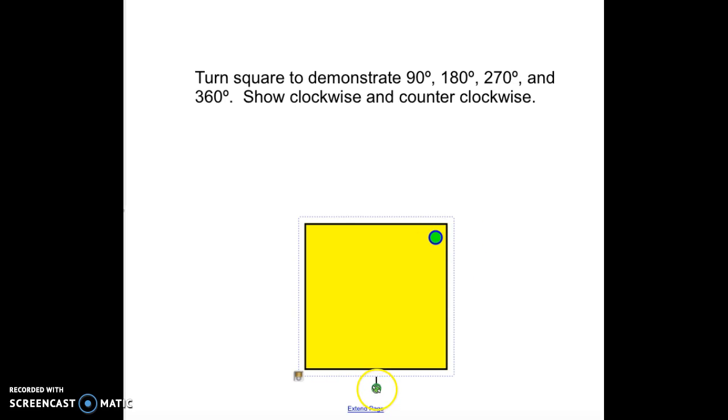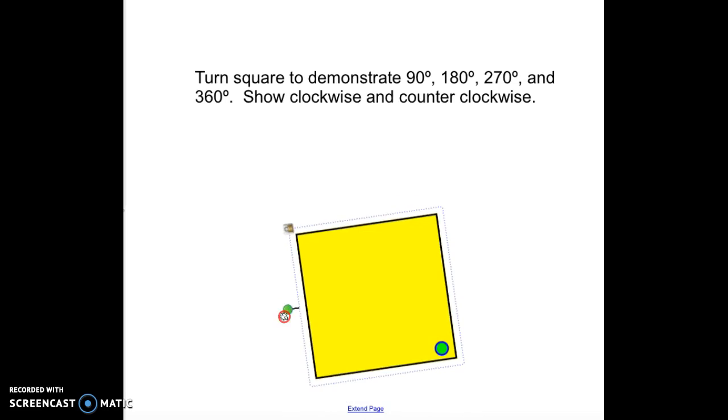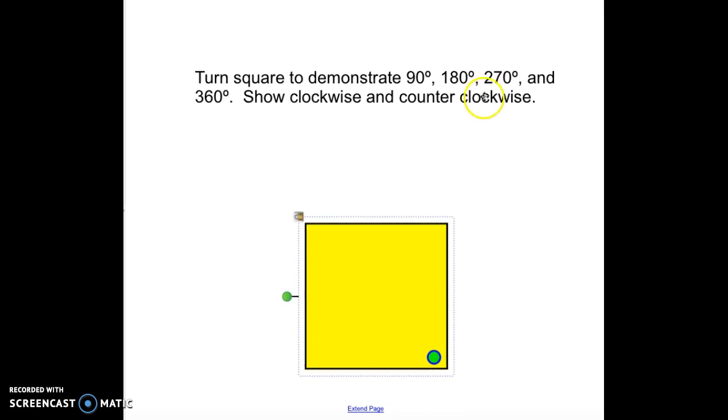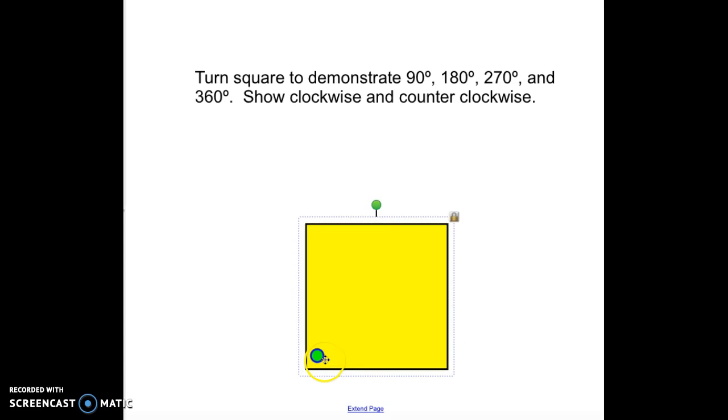Now I'm going to rotate it another 90 degrees. So 90 plus 90 is 180, plus 90 more is 270 degrees. And lastly, if I rotate it one more time, now I'm back to where I started, and I rotated it 360 degrees. There's 360 degrees in a complete circle, so I'm back exactly where I started.